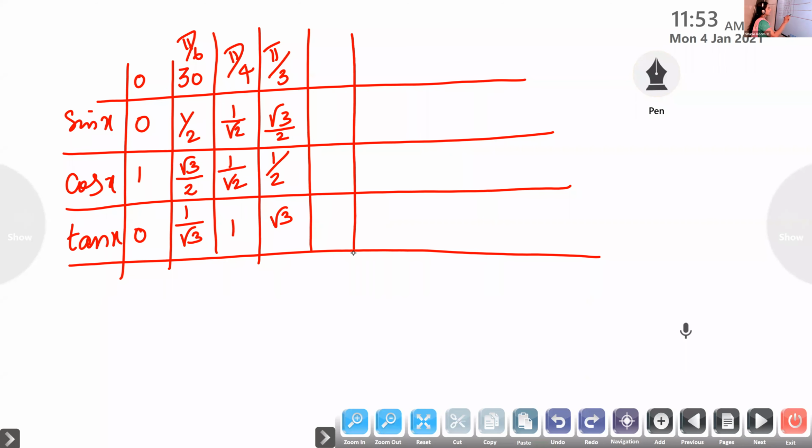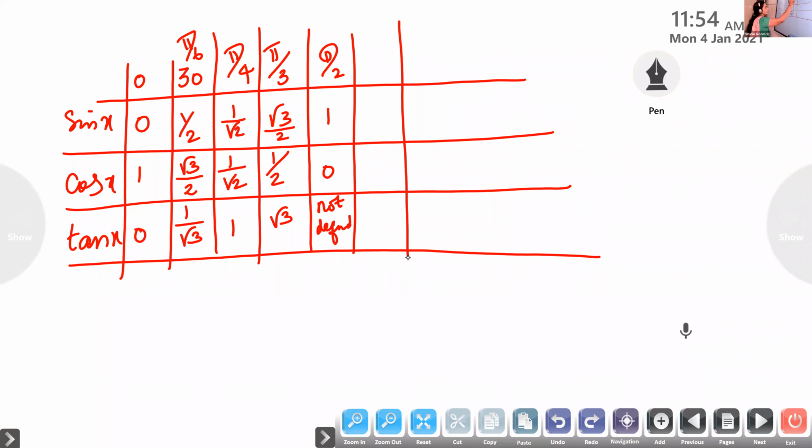Then 90, pi by 2. So sine 90 is 1. What about cos 90? 0. Tan 90 is not defined.